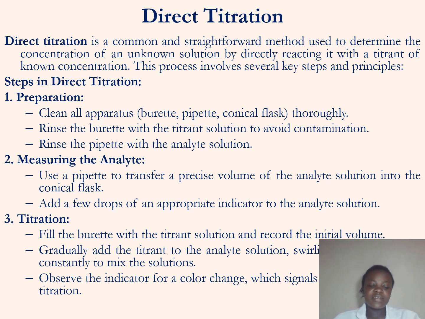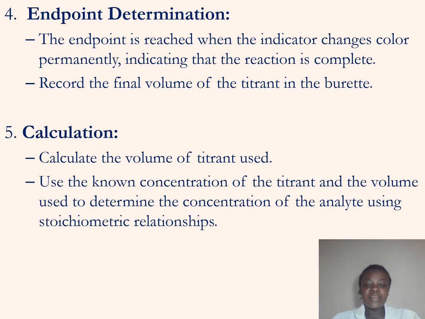The next thing you do is to gradually add the titrant solution. We said gradually means small bits or slowly. Swirling the conical flask, so moving the conical flask slowly as we observe. So do not just swirl and forget to observe the color change of the indicator. Remember, we added the indicator to the analyte solution in the conical flask. So as we swirl, we need to be checking on the what? On the color change of the indicator. Okay, that is step number 3.